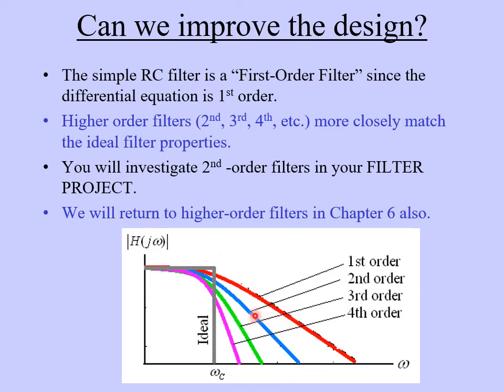A second order filter looks like an improvement, right? We see a more steep slope, meaning this filter is going to turn off more quickly and reject these high frequencies more efficiently. And then as we go to higher order, third order and fourth order, you can see that we're starting to approach the ideal filter here.